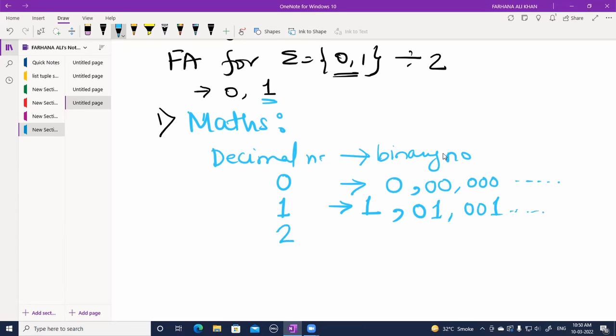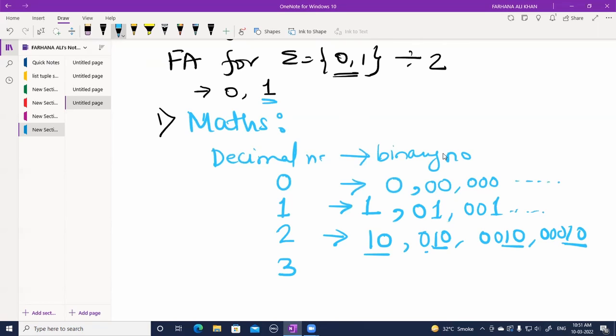The next number is number 2. Converted into binary, it is 10, or it can be written as 010 or 0010 or 00010. But these two bits will be the same everywhere. We can write any number of zeros in the beginning, but we cannot add anything at the end.